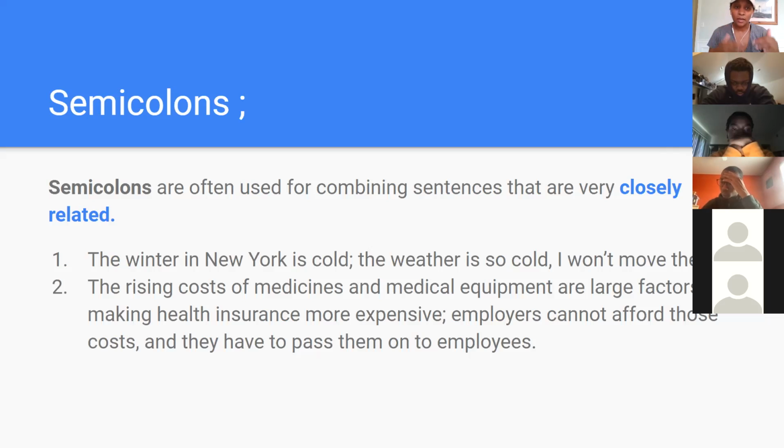So, the winter in New York is cold; the weather is so cold, I won't move there, right? So I'm talking about something and it's related and it's closely aligned. So I put a semicolon there.